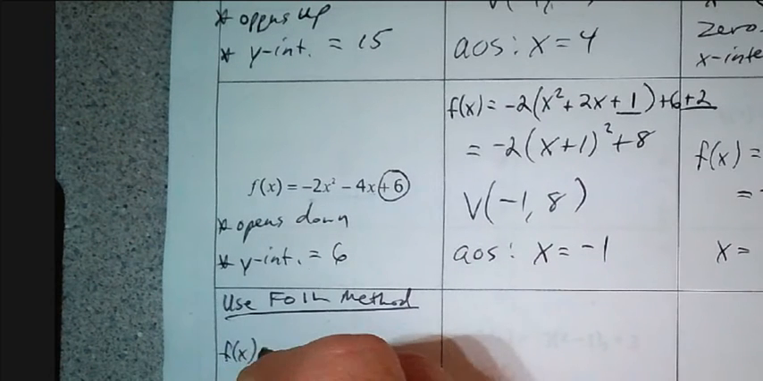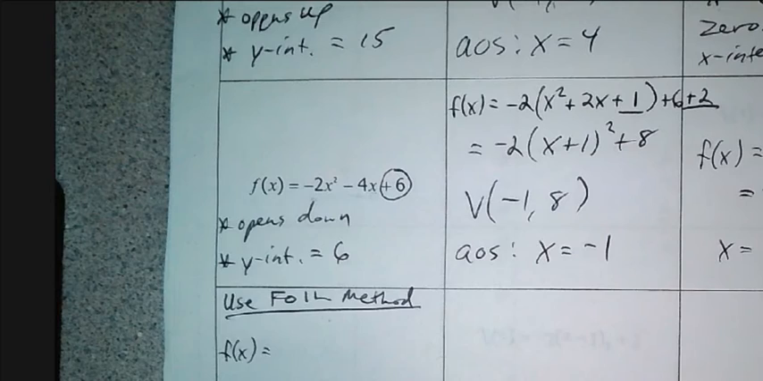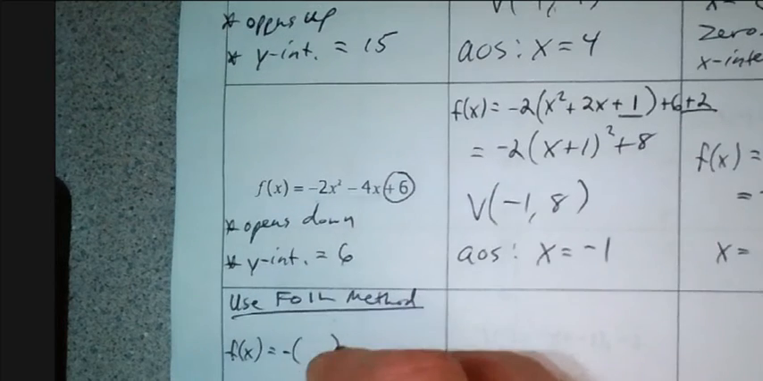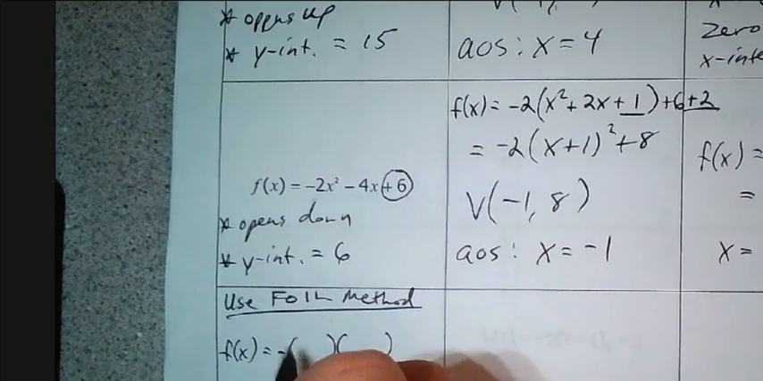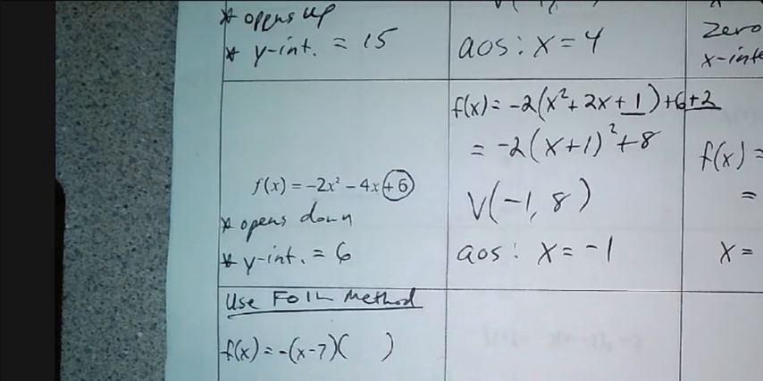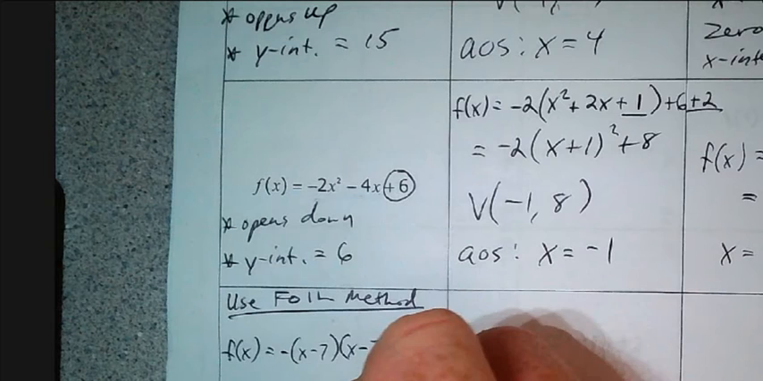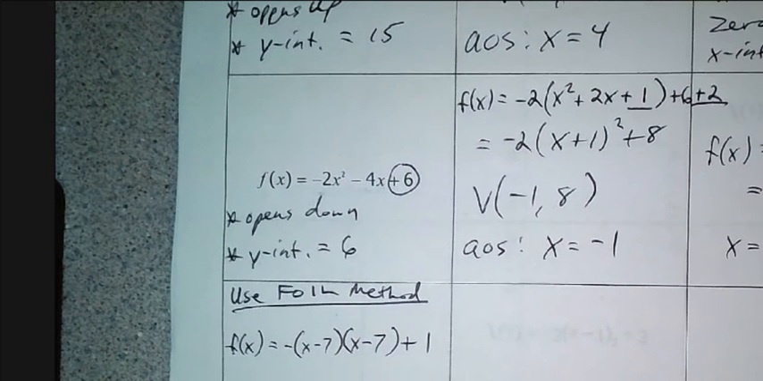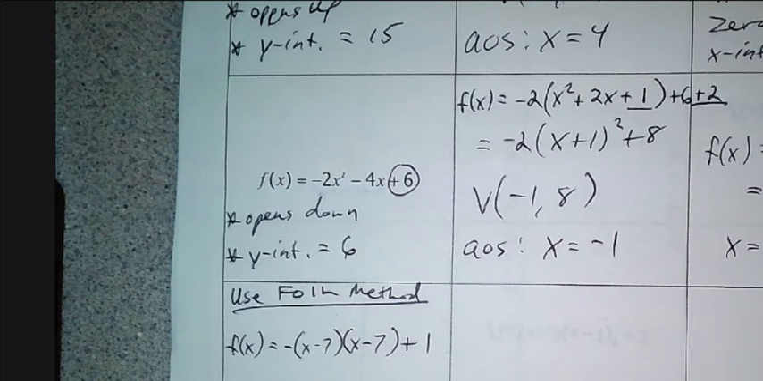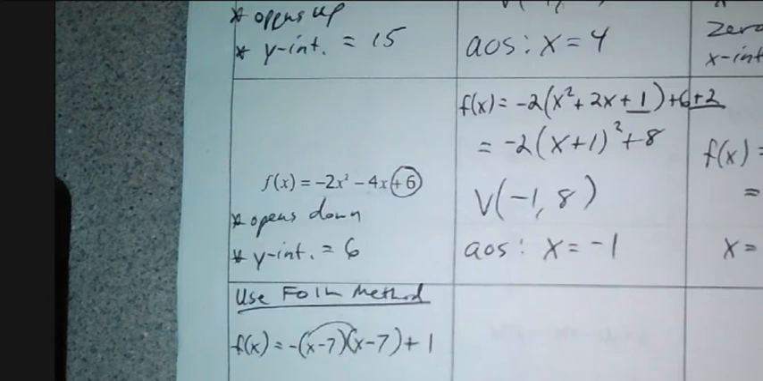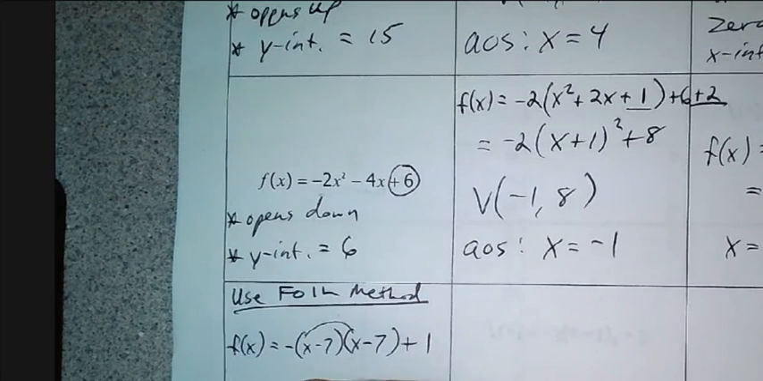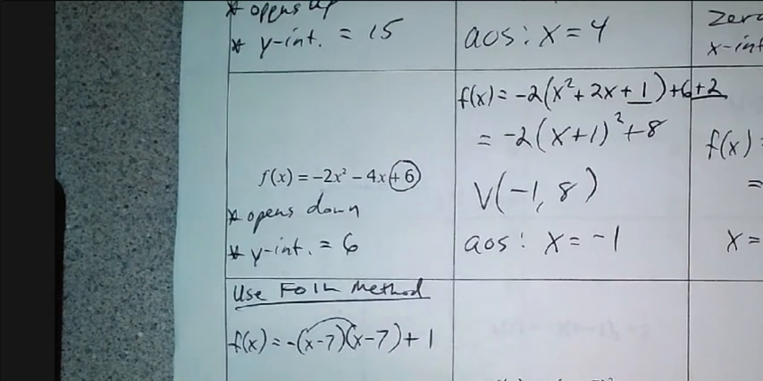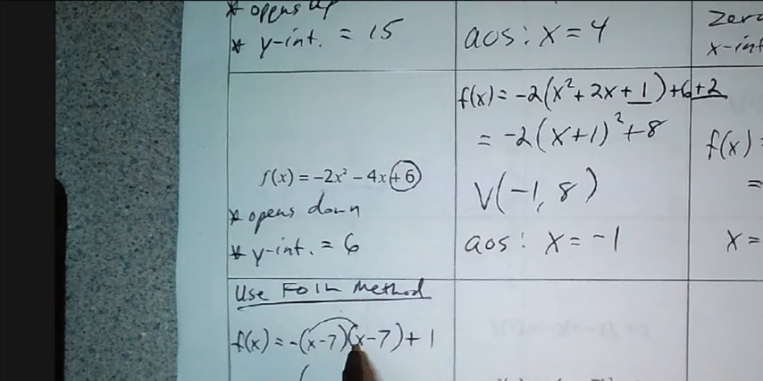Alright, so here's what I mean by that. We're going to do f of x equals negative, and then you've got to expand the x minus 7 squared to be x minus 7 times x minus 7. And then at the very end, we will add in the 1. Now, FOIL method means first, outside, inside, last. So multiply the first terms together. And so the negative is still here. X times x is x squared.